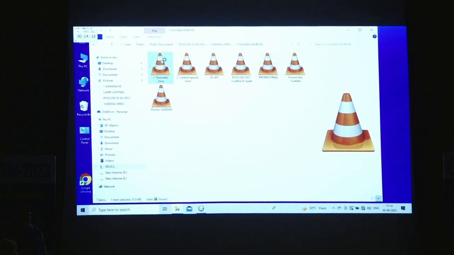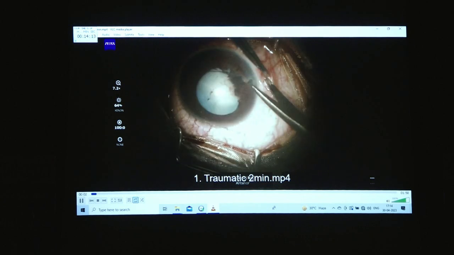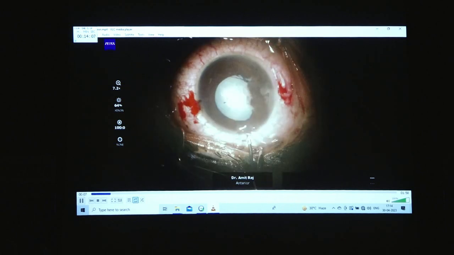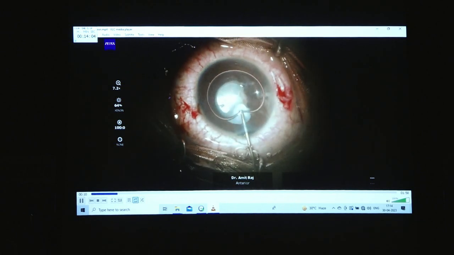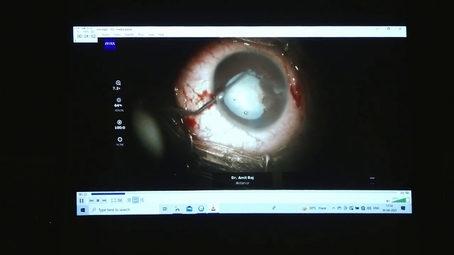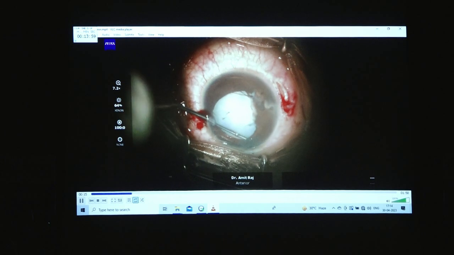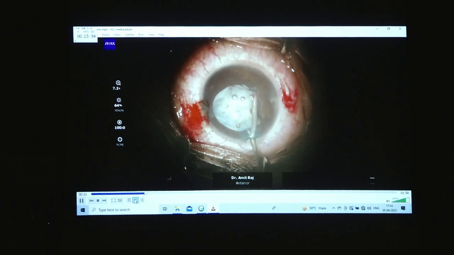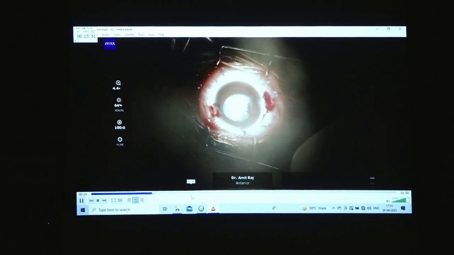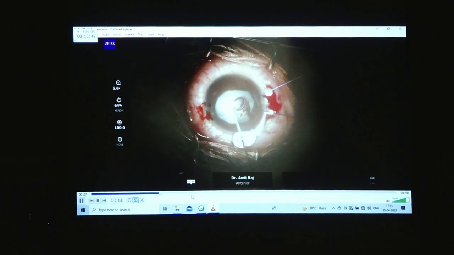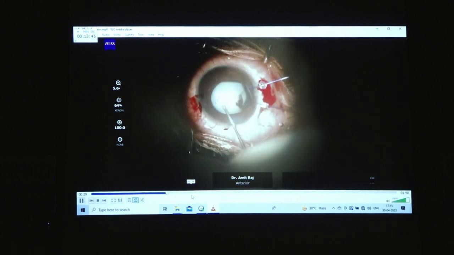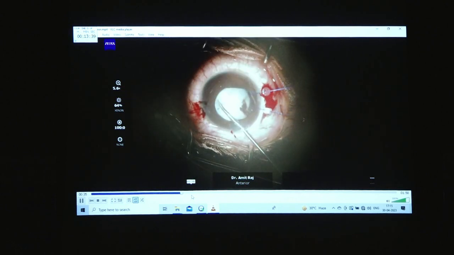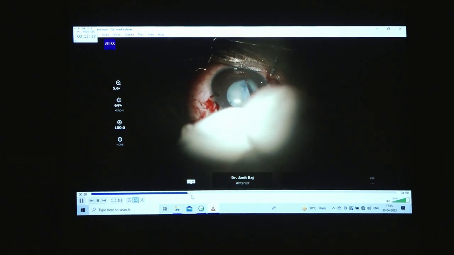Coming to the video, this is our first video. A 5-year-old pediatric traumatic cataract presented with total cataract, and at that time there was a small dialysis. First the synechiae was released, and the iris was stabilized. Rhexis was initiated, but due to fibrosis it was difficult, so at different stages it was cut.